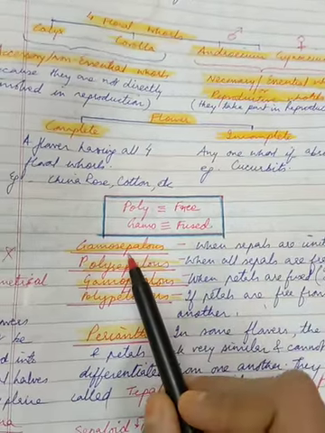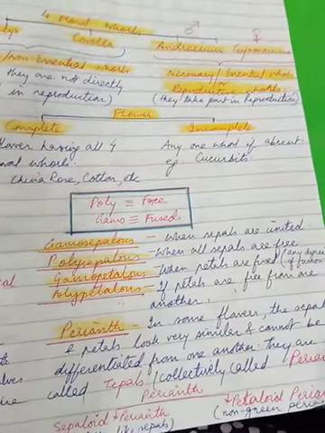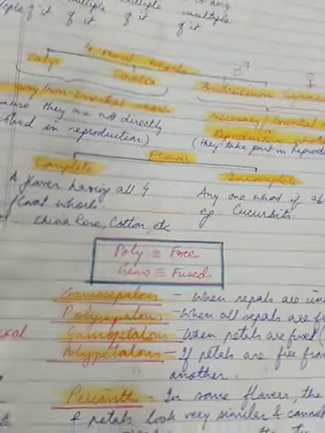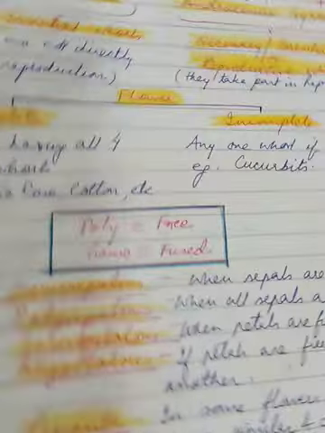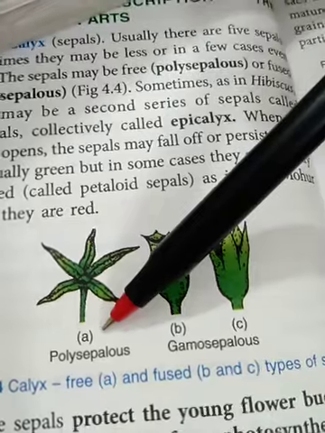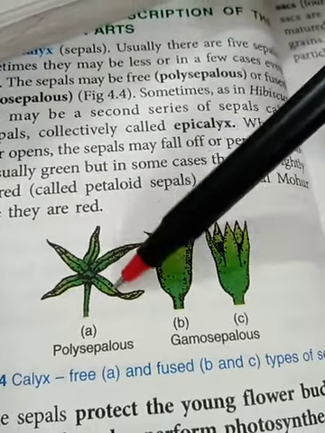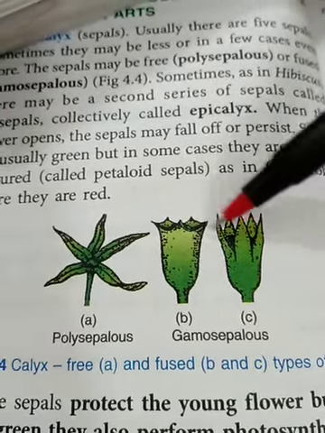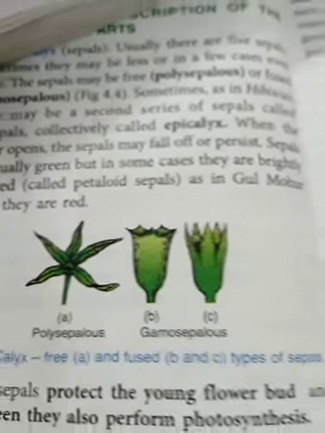So if I say gamosepalous, that means gamo means fused. What is fused? The sepals. So when the sepals are united. Then poly means free. So polysepalous means when the sepals are free. I like to show you here. Look at these conditions. A is polysepalous. You can see all the sepals are separate and they are free from each other. Look at the gamosepalous. These are partially or wholly fused or united, and therefore they are gamosepalous.